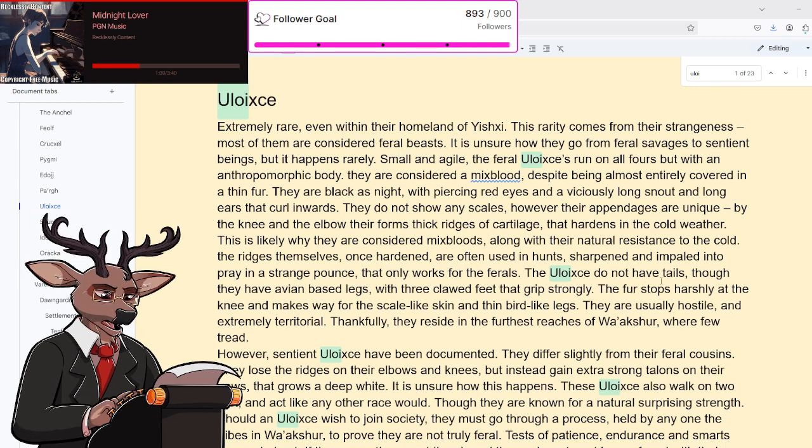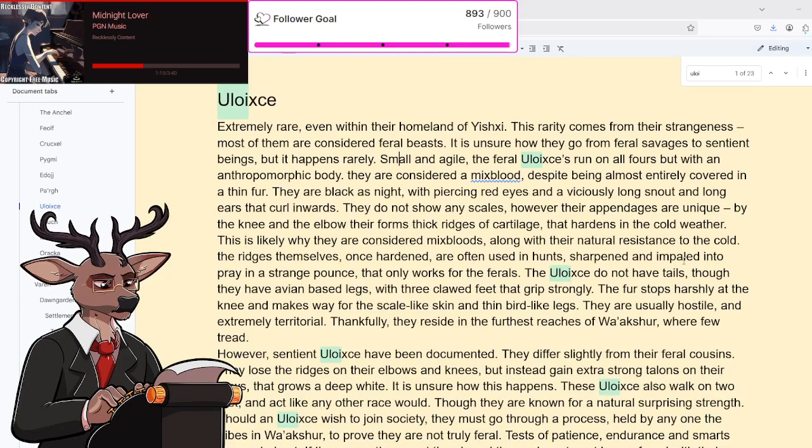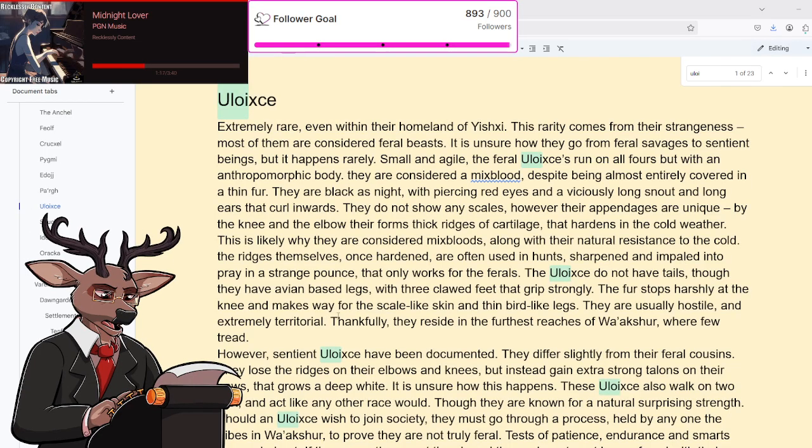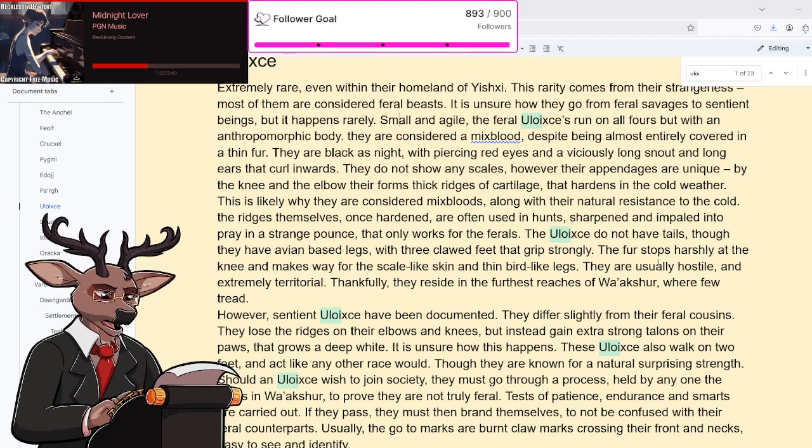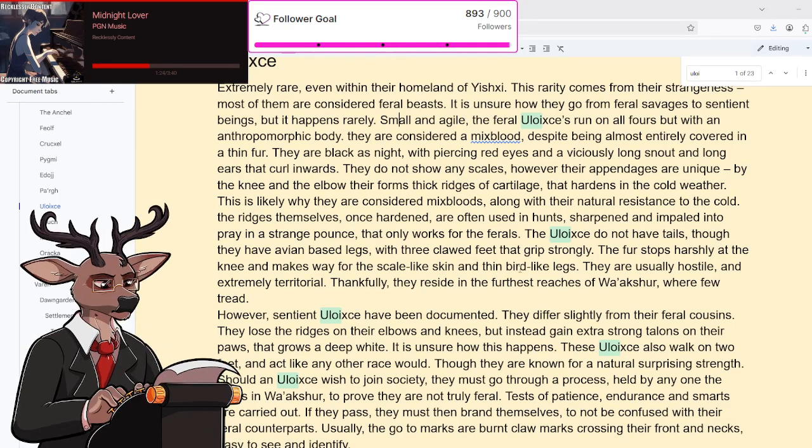The Oloichi do not have tails, which just makes them the worst thing I've ever written, ever. Tails are fantastic, and everything should have a tail. They have avian-based legs, three-clawed feet that grip strongly. The fur stops harshly at the knee and makes way for scale-like skin, thin bird-like legs.